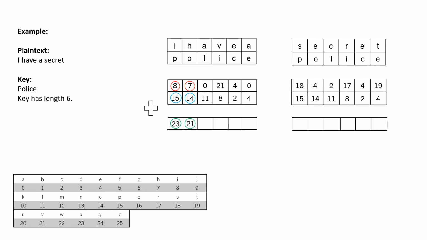We do the same process for every single element in each block and each cell. So 0 plus 11 is 11, 8 plus 21 is 29, so on and so forth. So that takes care of the first block, and we do the same process for the second block as well, and we get these values.